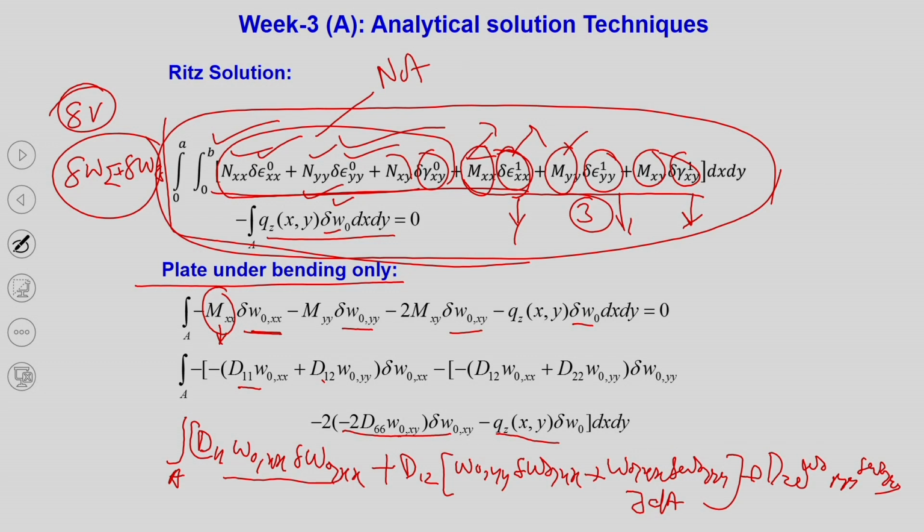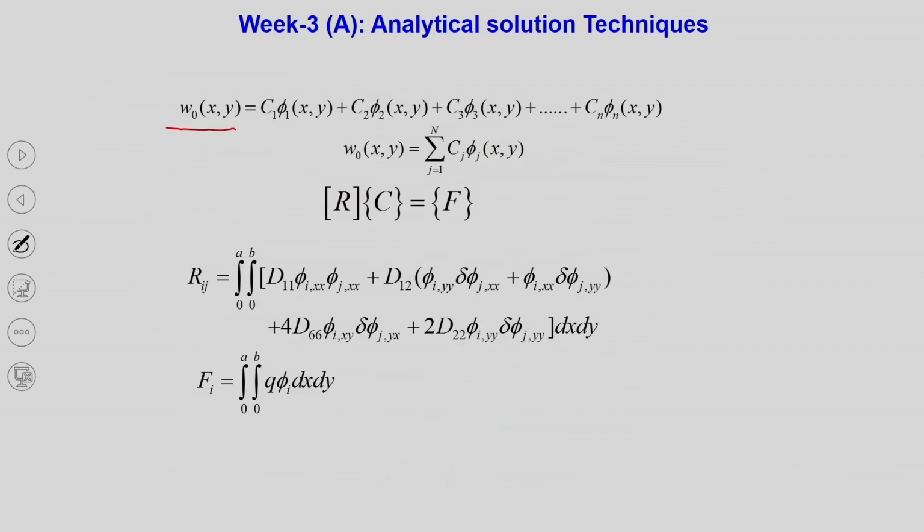Sometimes students get confused about how to come up with this solution. You just go to our internal work done and external work done principle, develop these things, and substitute Mx, My in terms of the plate constitutive relations. So the next step is that you assume a solution W naught in this form, or you can write it in a convenient form like this.